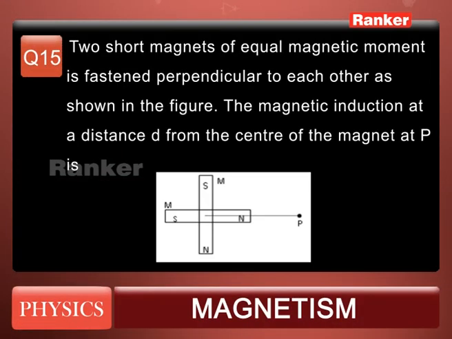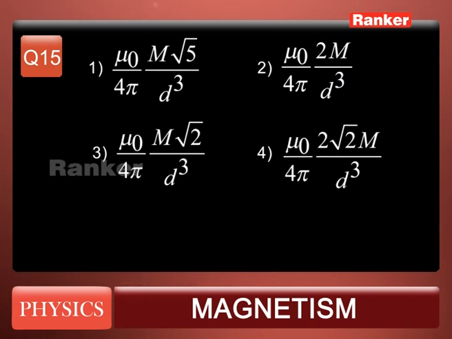Question number 15. The question is given as: two short magnets of equal magnetic moment are fastened perpendicular to each other as shown in the figure. The magnetic induction at a distance d from the center of the magnet at P is: the first option, mu naught by 4 pi m root 5 by d cube. Second option, mu naught by 4 pi 2m by d cube. Third option, mu naught by 4 pi m root 2 by d cube, and the fourth option, mu naught by 4 pi 2 root 2 m by d cube.